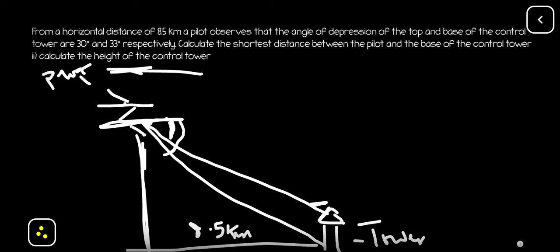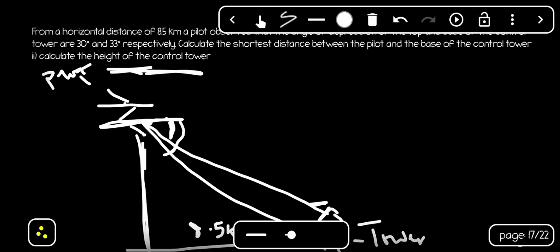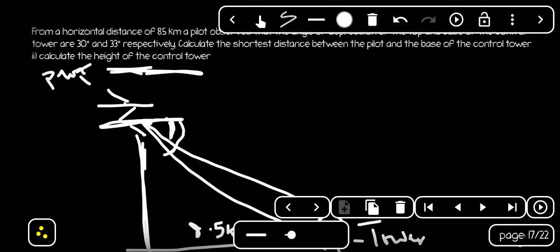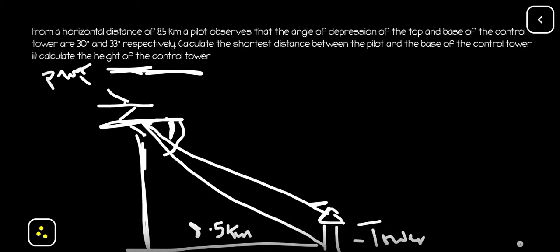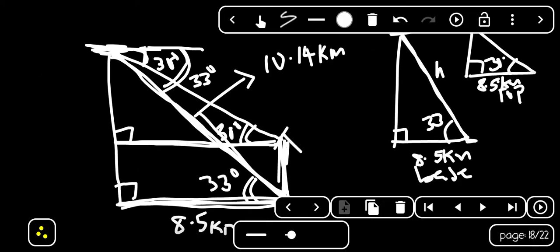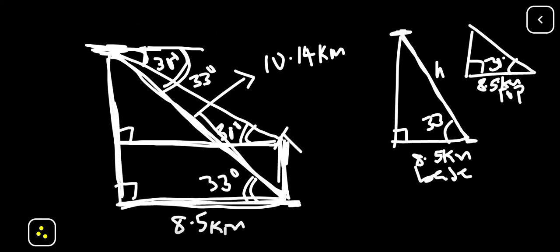But now in the second part, they said calculate the height of the tower, the control tower. Now, how would you do that? Maths can really be funny, because they've already given you information, but how would you really find the height of the tower itself? They didn't even ask the height of the pilot above the ground, because this would have been easier to find. But now you have to find the control tower.